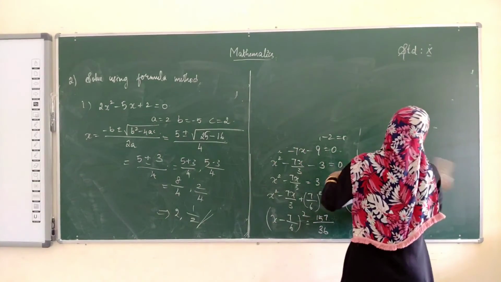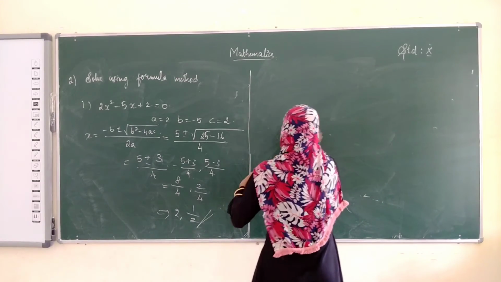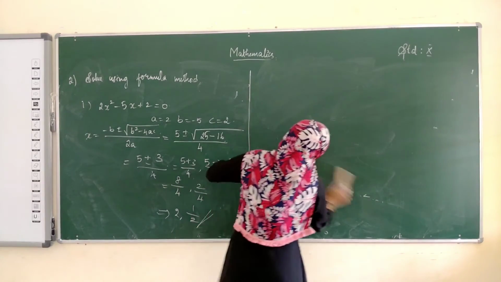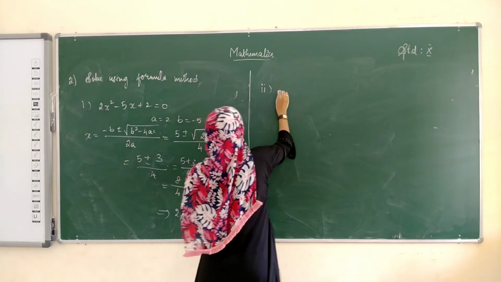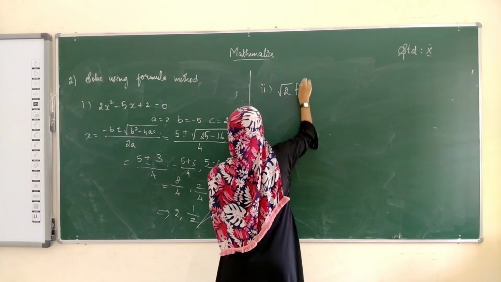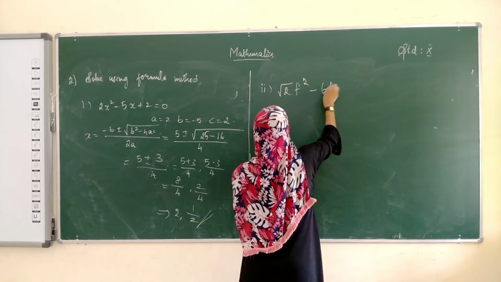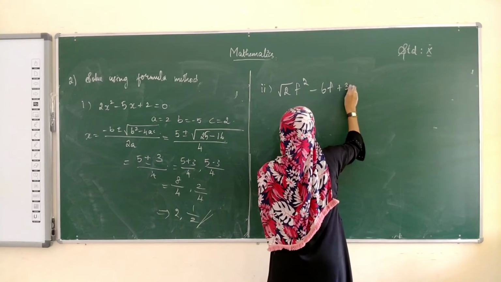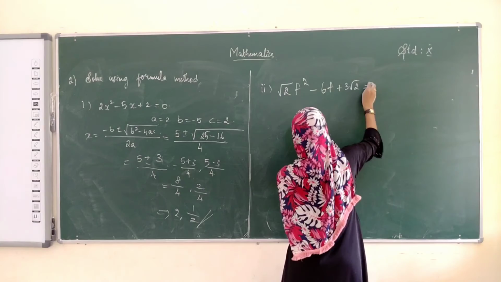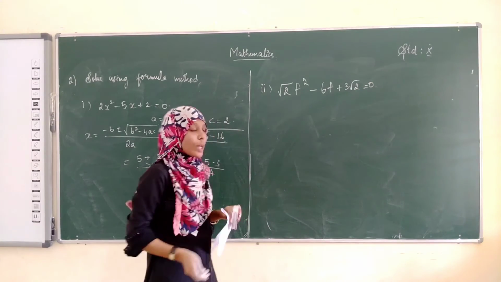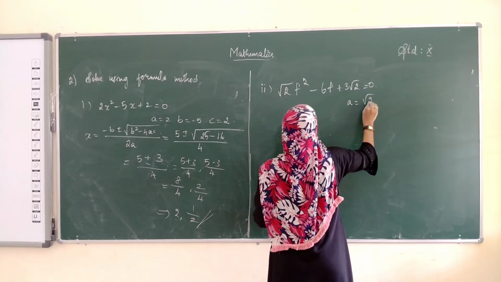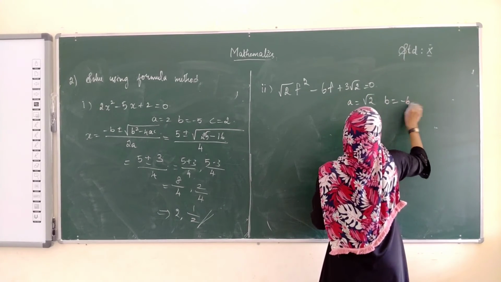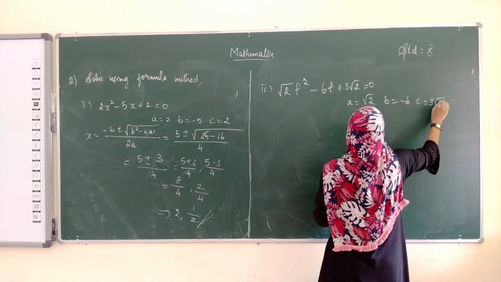Now, see the next question. The question is root 2 into x square minus 6x plus 3 into root 2 equal to 0. The variable of the given equation is x. See from this, value of a is root 2, value of b is equal to minus 6 and value of c is 3 into root 2.